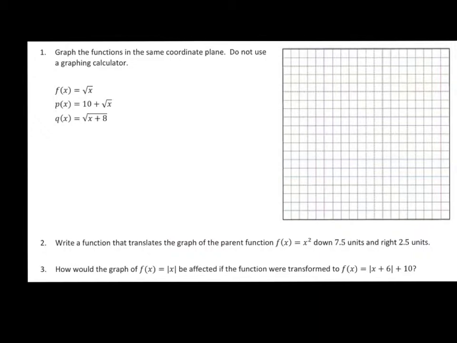You must graph the functions in the same coordinate plane. Do not use a graphing calculator. I'll give you graph paper to do this on. You'll need 1 sheet for this one. Write a function that translates the parent function of x squared down 7.5 units and right 2.5 units. And then for the third one, how would the graph of the absolute value of x be affected if the function were transformed to the absolute value of x plus 6, close the quantity, and then plus 10.